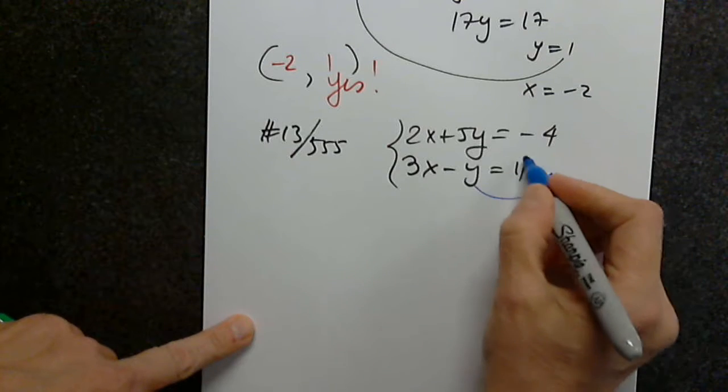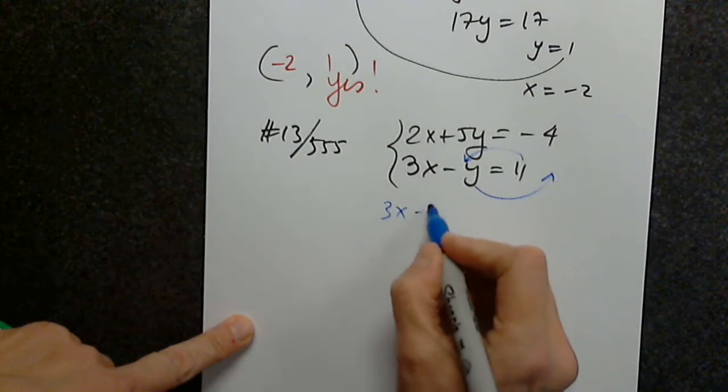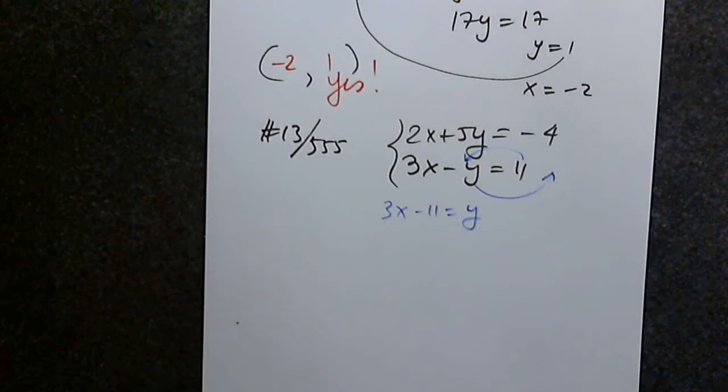So this is what I would like to do. 3x minus 11 equals y. Do you have to do this? No, but then you still have to multiply or divide by negative 1. It's up to you. What do I do next?